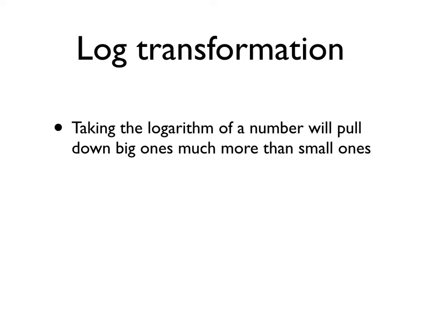Something you probably learned in high school math and went, why? And your teacher probably said, that's just how it works. And that's about all I know about how it works, right? 10 squared equals 100. But you see it's taking 10,000 down to 4, and it's taking 100 down to 2, and it takes 1 down to 0.